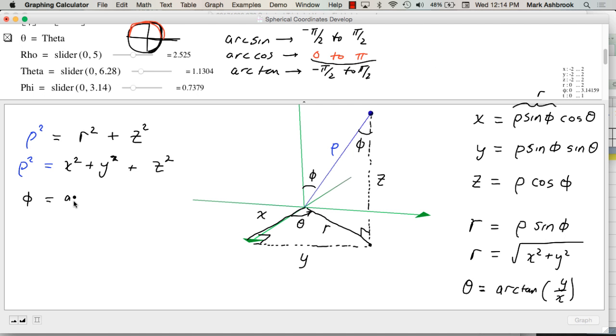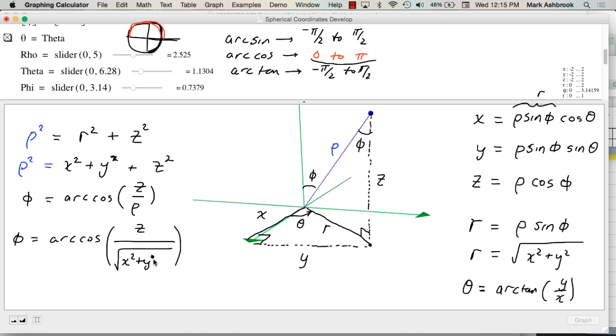So arccosine of what? Arccosine of z over rho. Good. And then in rectangular coordinates, that would be arccosine of z over rho, which would be the square root of x squared plus y squared plus z squared. So that would be if you had rectangular coordinates and you wanted phi.